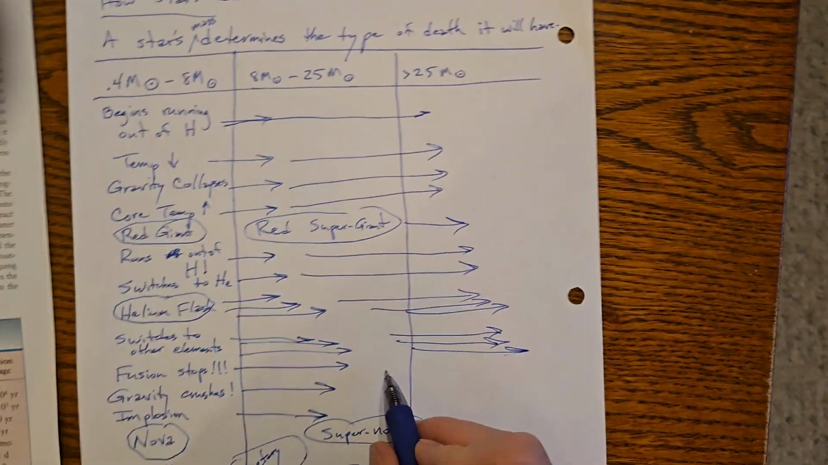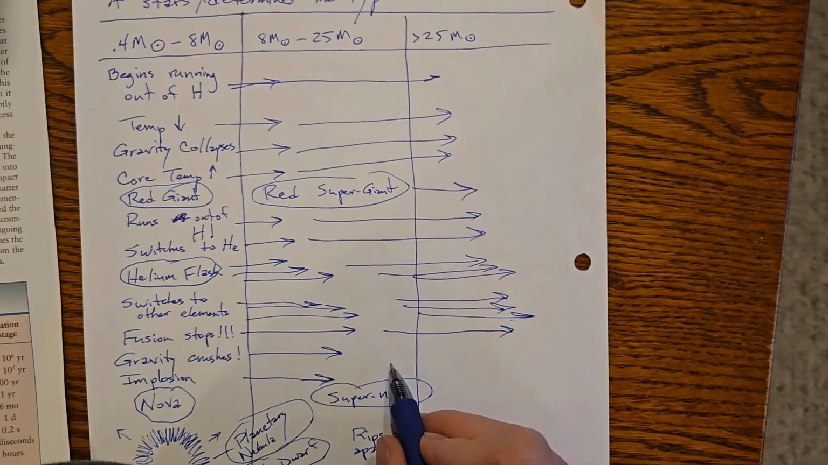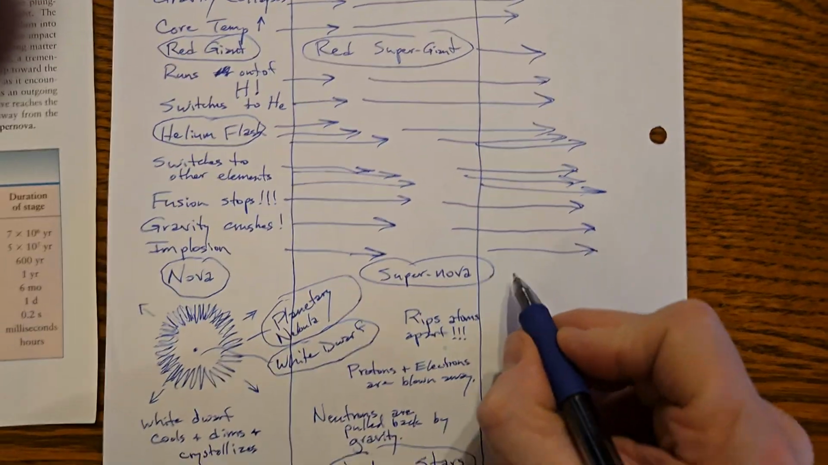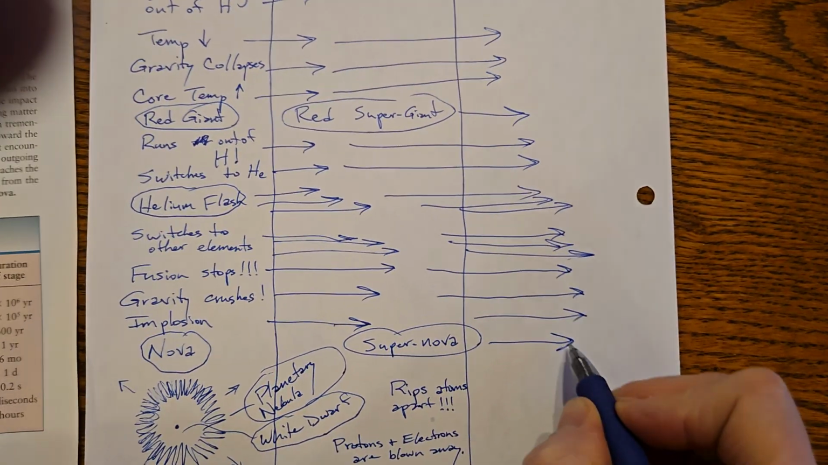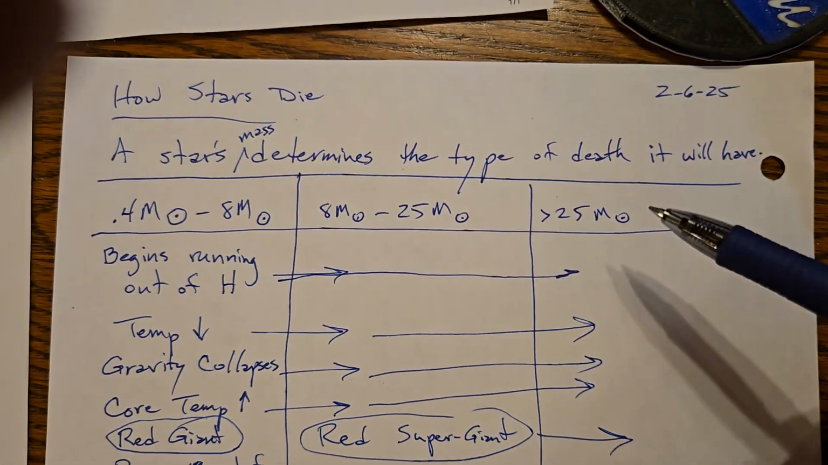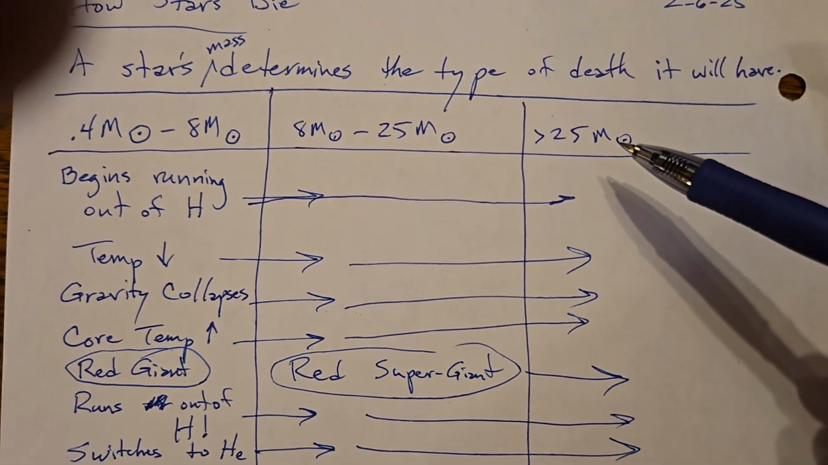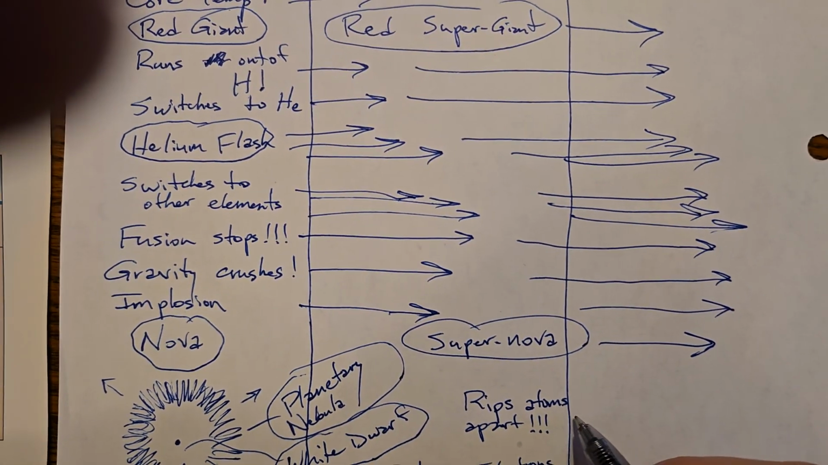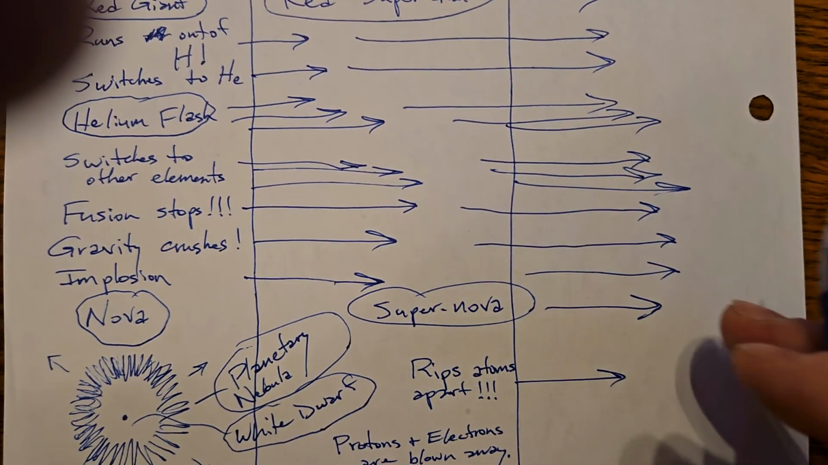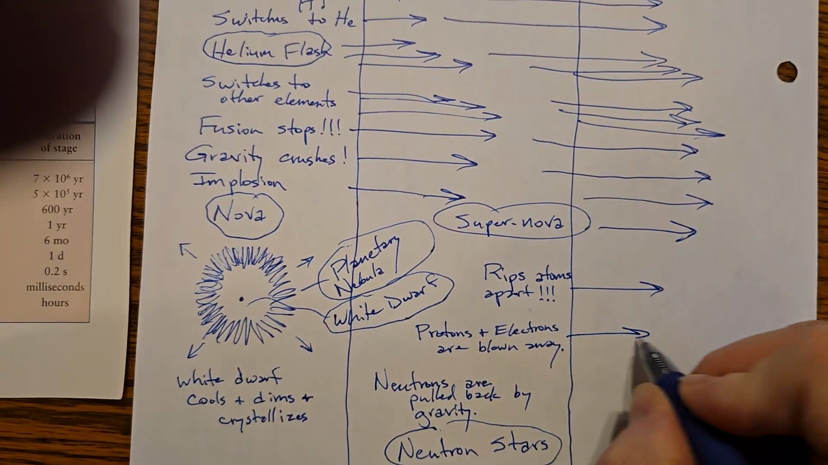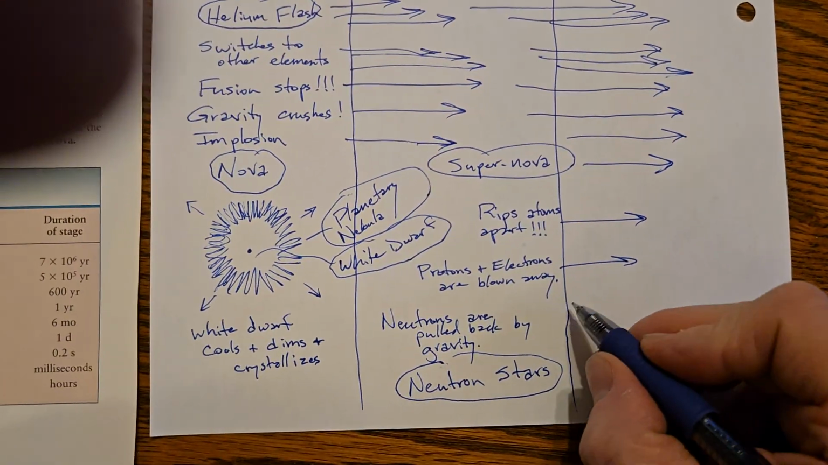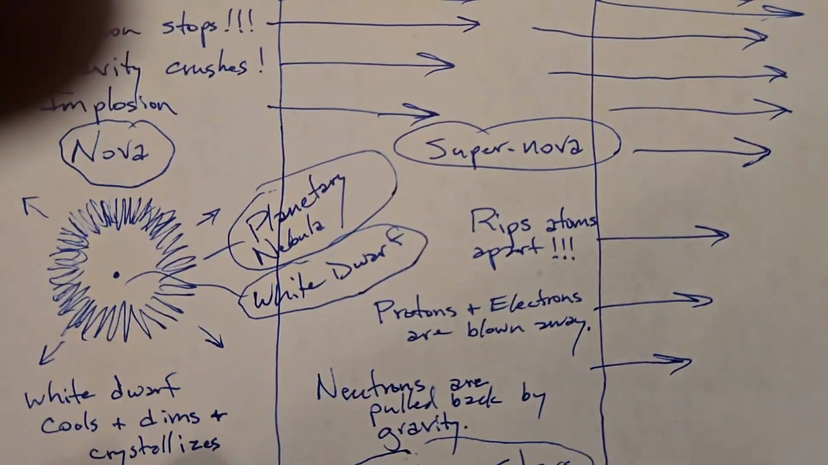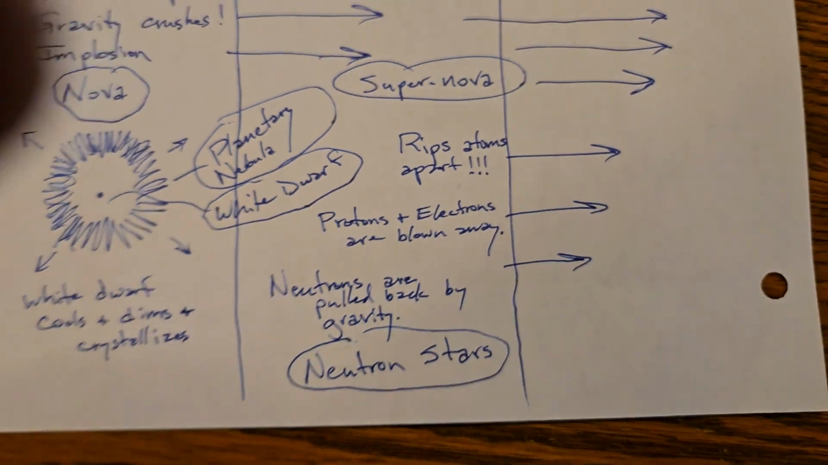Then fusion finally stops, and it's going to get real bad now. Gravity crushes it very quickly. It implodes. You have a supernova. An even bigger supernova, because this is an even bigger star with 25 times more stuff than the sun has. Now, what you get here is the atoms are ripped apart again, but there's more atoms. And the protons and electrons are blown away. And the neutrons are pulled back together by gravity. But this is the coolest, weirdest thing of all. There are so many more neutrons.